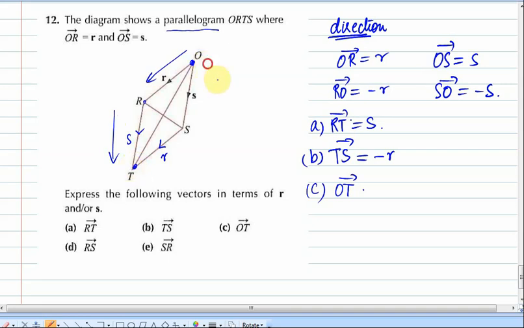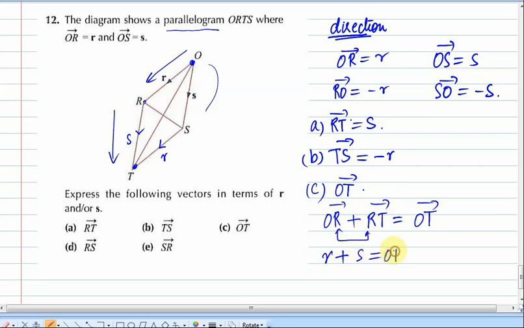Or you can move from O to S and then S to T, the result is the same. So I will say that first I will move from O to R, then I will move from R to T, so ultimately I reach the point T. And with the concept of vector addition, we know that the resultant is OT. Now you have the value of OR, it's R, the value of RT is S, and that is the answer of OT in terms of R and S. Right? That is what is meant by in terms of R and S.